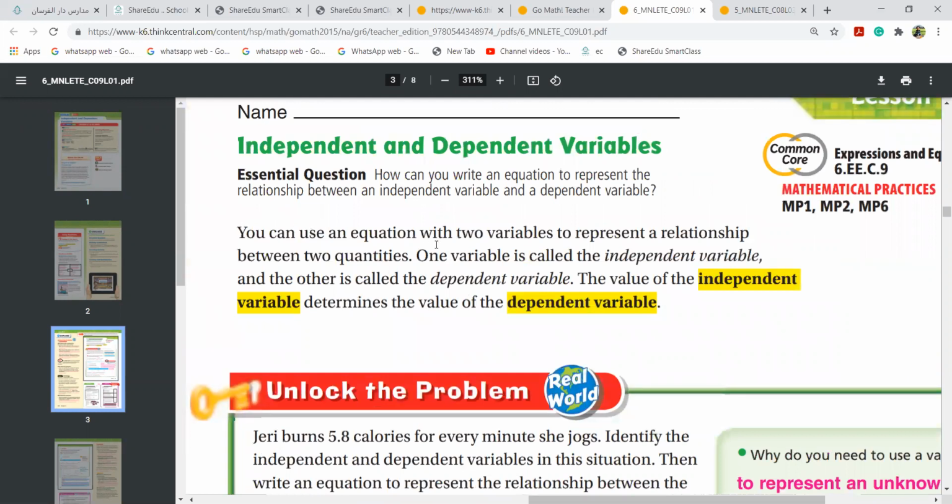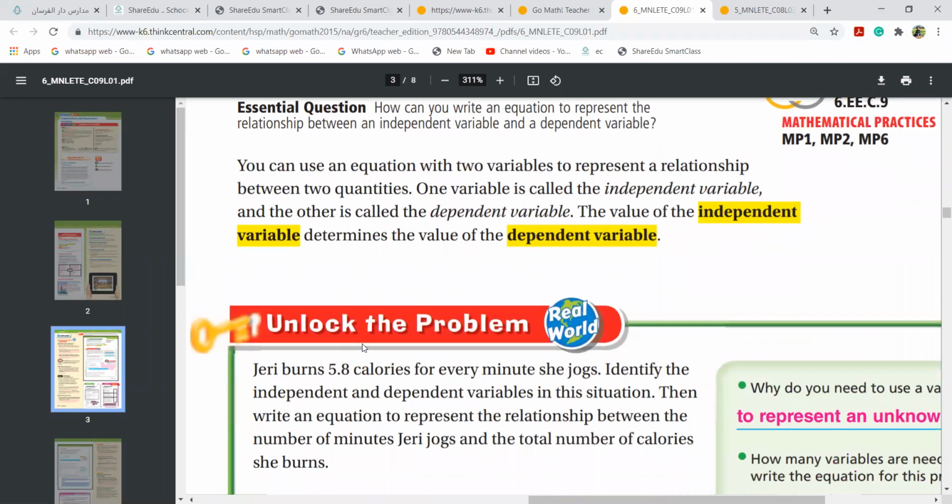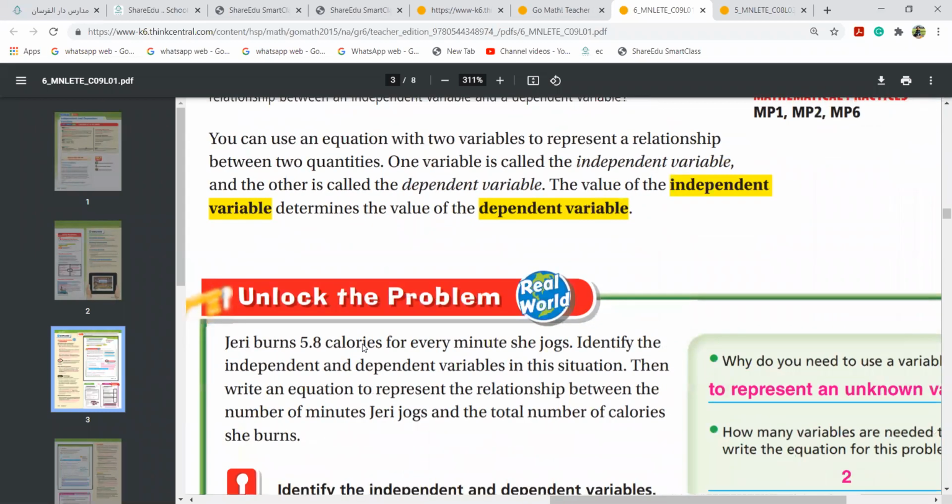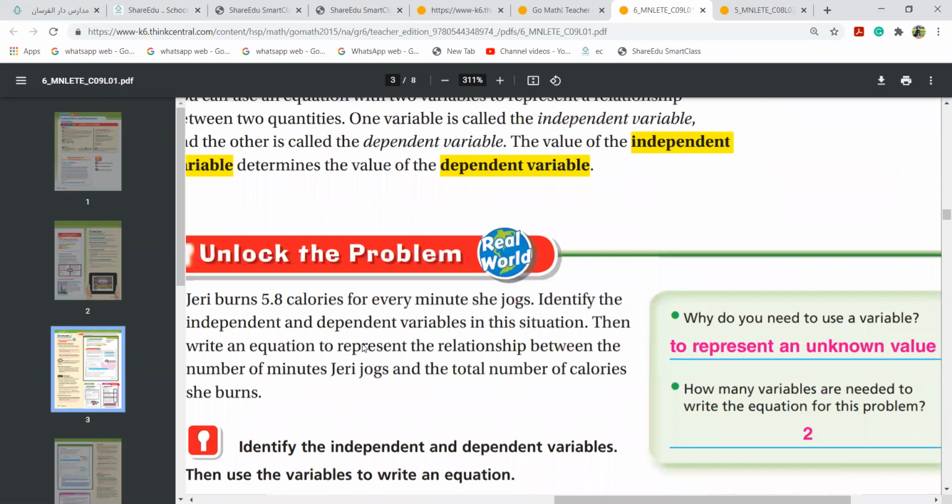You can use an equation with two variables to represent a relationship between two quantities. One variable is called the independent variable and the other variable is called the dependent variable. So today you are learning the terms independent and dependent variables. The value of the independent variable determines the value of the dependent. The one is independent and the other is dependent.